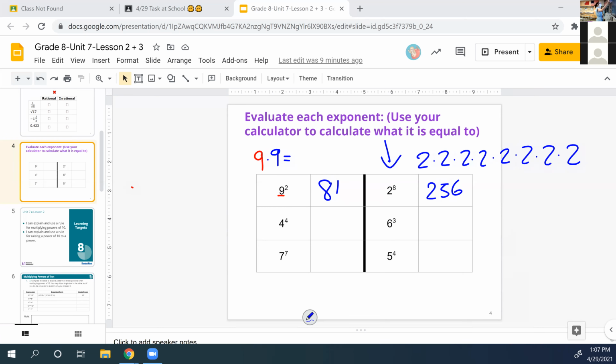1, 2, 3, 4, 5, 6, 7, 8. And you would multiply that and you would get 256. Very nice job there, guys.